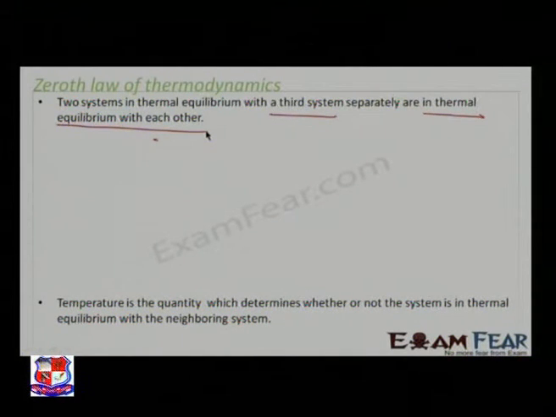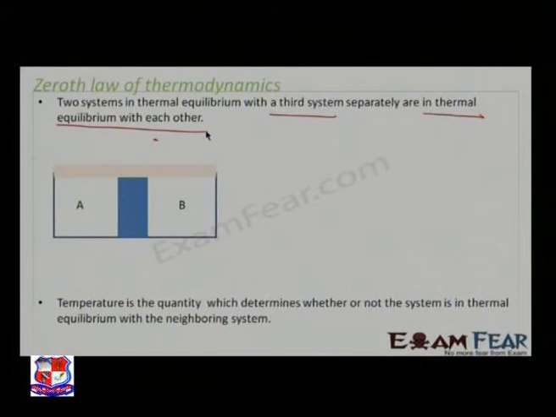So the zeroth law states that if I have two systems which are in thermal equilibrium with a third system, for example, two systems A and B, such that A is in thermal equilibrium with a third system, let us say C, and B is also in thermal equilibrium with C, that means A and B are in thermal equilibrium with each other. So this was the statement of the zeroth law.